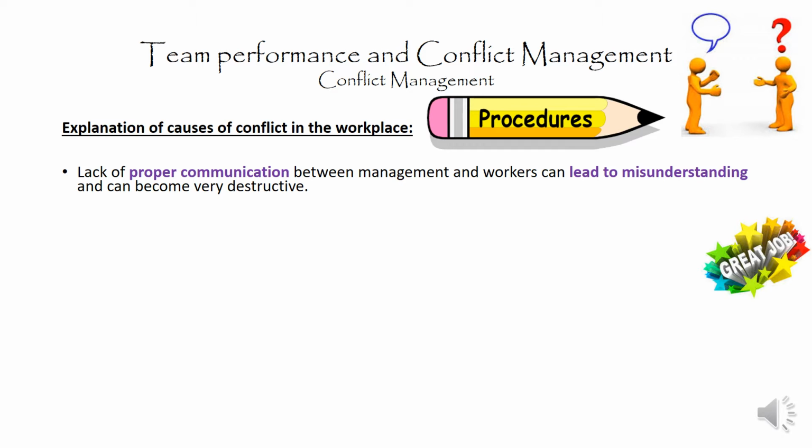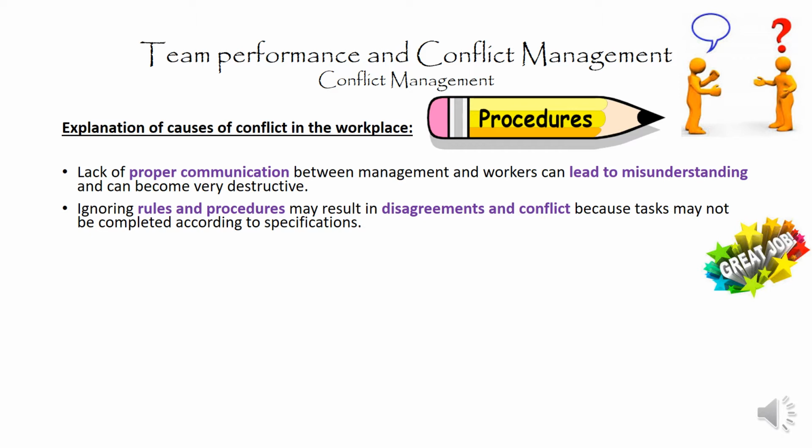And then obviously the workers are not going to do as management expects them to do because they don't understand what they are supposed to be doing. And that is going to cause conflict. Management is going to come in and say, why was this job not done in this way? And the workers didn't know that it was expected like that. Okay, so that is the first cause of conflict.